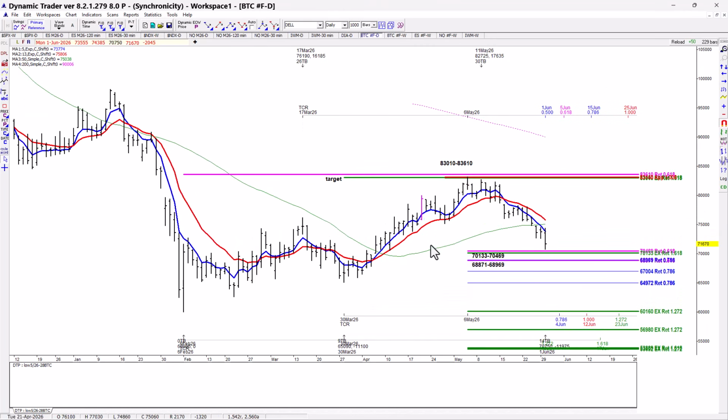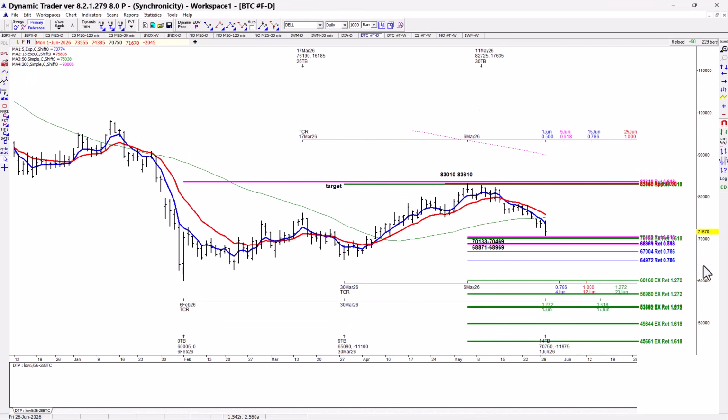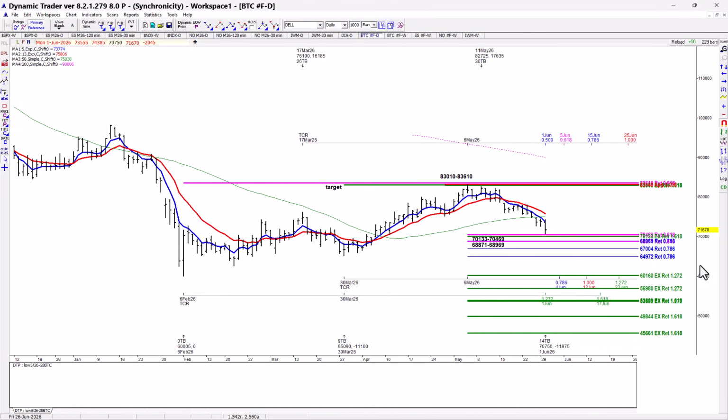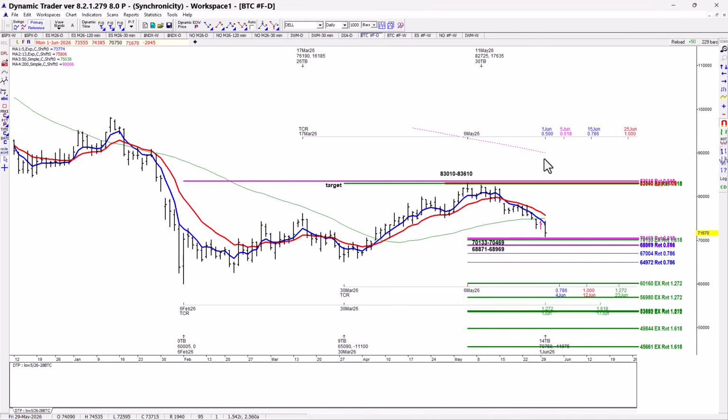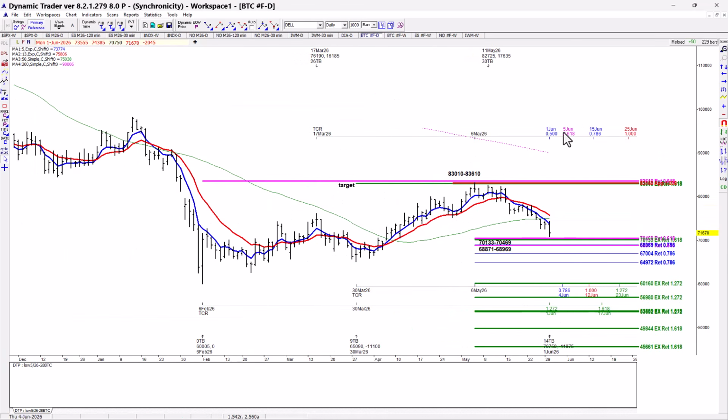Now, as far as Bitcoin, I did add some new levels. I had to use some of these smaller swings. But these are some areas of support to look at. As far as timing, I don't have that much. I have one date on the 4th and one date on the 5th. So I don't have a bunch of cycles.